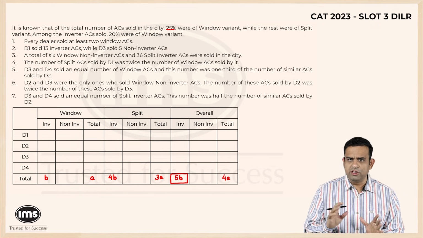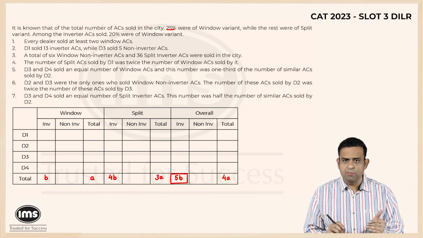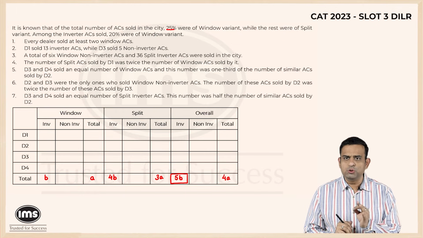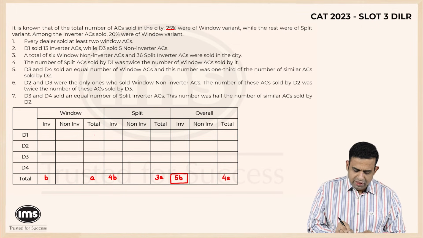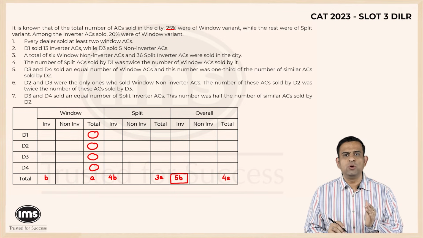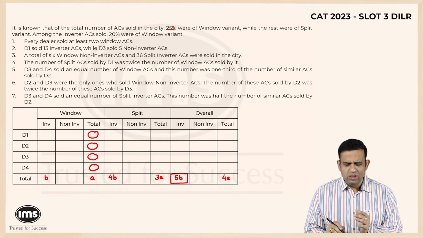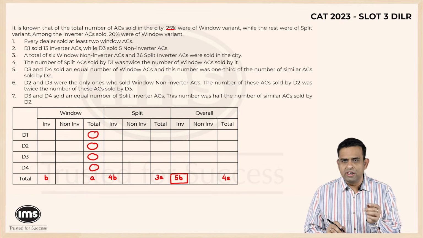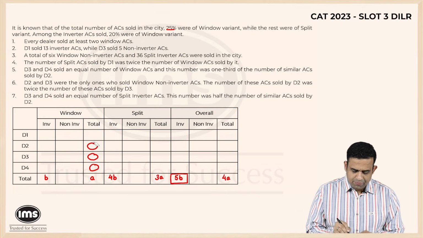So we have used the first 2 sentences. Let's now look at points 1 to 7 one by one. Point number 1 says every dealer sold at least 2 window ACs. What does that mean? The value for dealer number 1, 2, 3, 4, total number of window AC sold, needs to be at least equal to 2. That simply means the variable A which I have taken needs to be at least equal to 8. So point number 1 will come into picture after a point of time.